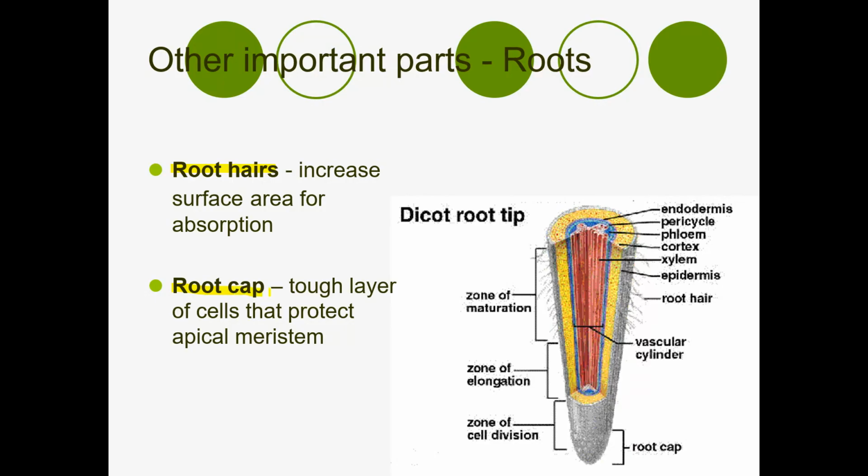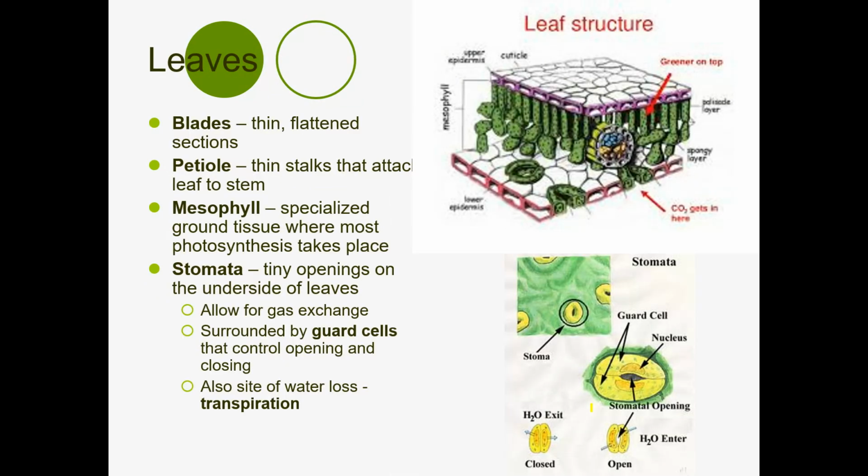We have a root cap. Remember, we have this apical meristem down here, this zone of cell division, and we wouldn't want all those new baby cells being damaged as that root pushed through the soil. Remember, the roots are going to be moving downward. And so as it pushes down into the soil, we have this root cap, which is kind of a hard structure that's going to protect these baby cells that are being made right here.